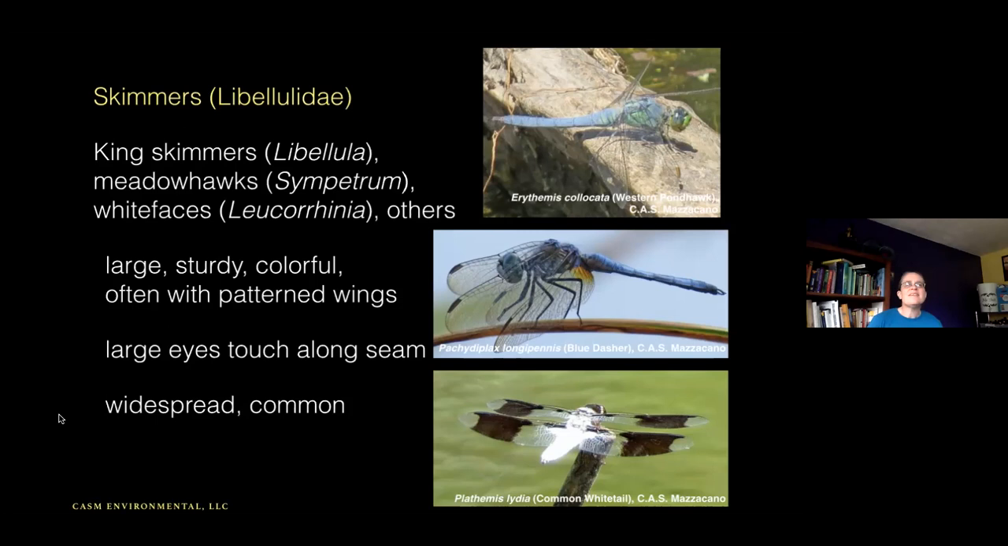And sometimes people are kind of like, skimmers, they're really common. And they are. This is probably the majority of what you're going to see when you're out monitoring. Not that you won't see darners, because you will. But a lot of these are slower water, still water species.